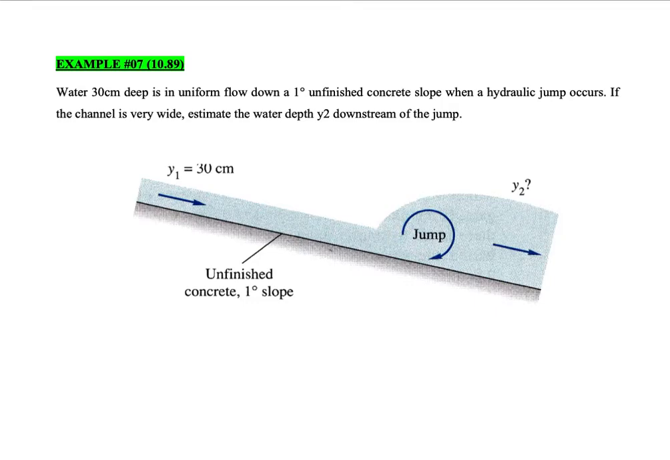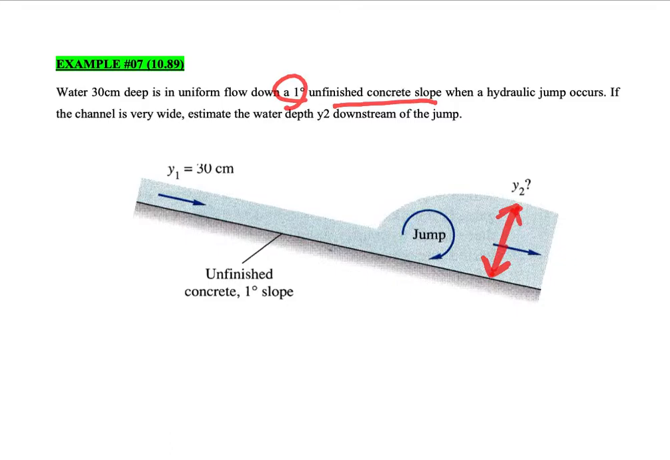This is example 7. Water 30 centimeters deep is in uniform flow down a 1 degree unfinished concrete slope when a hydraulic jump occurs. If the channel is very wide, estimate the water depth y2 downstream of the jump. So it means that we need to calculate the depth of this water after the hydraulic jump.